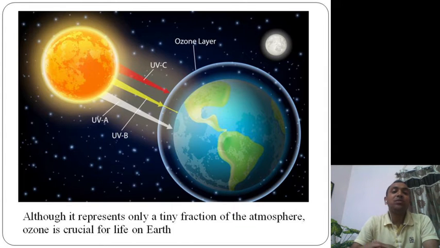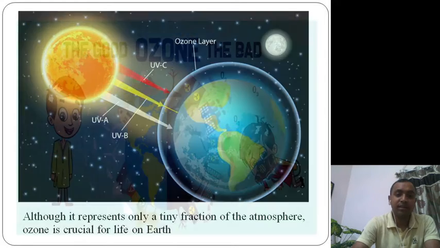Now what happens is this ozone layer protects the earth from the different ultraviolet radiation that is coming from the sun. Although, as you can see in this slide, it represents only a tiny fraction of the atmosphere, ozone is very crucial for life on earth.